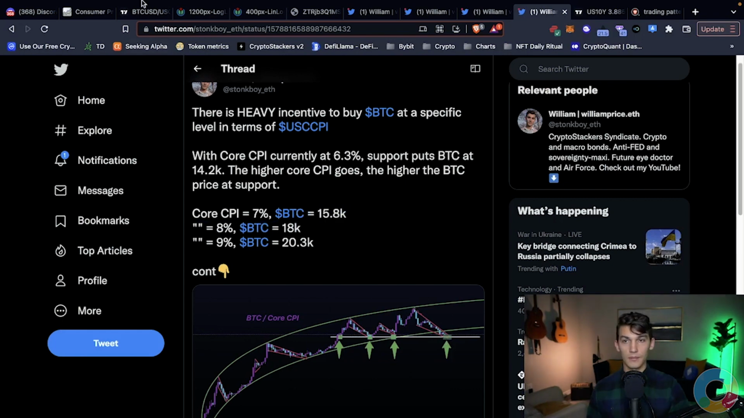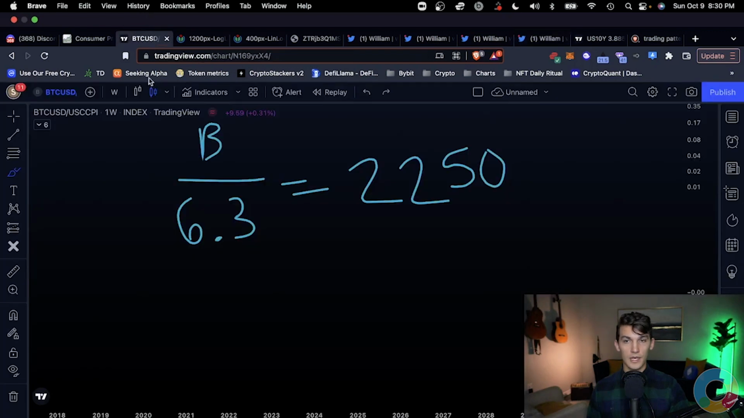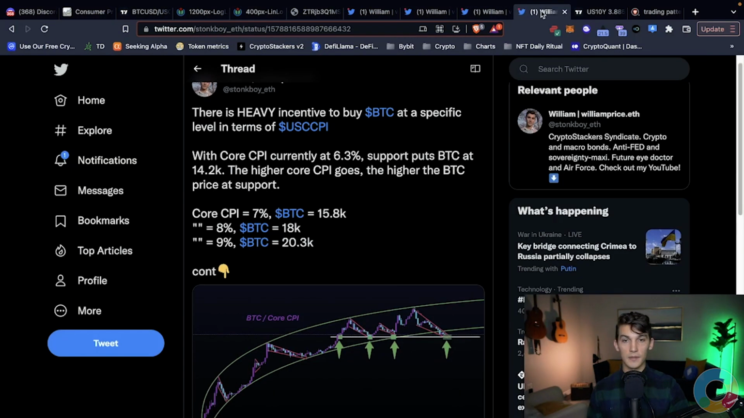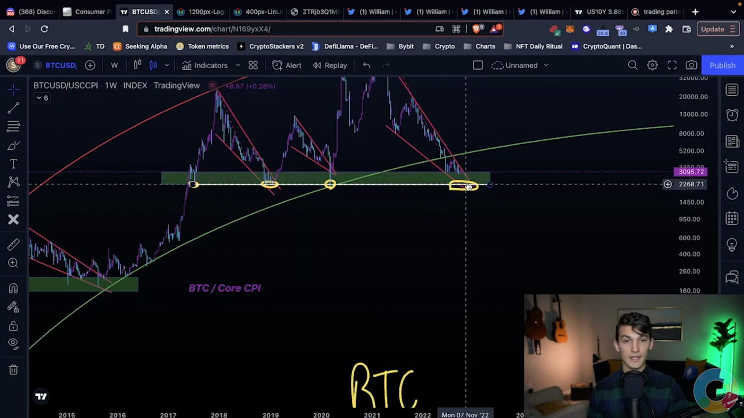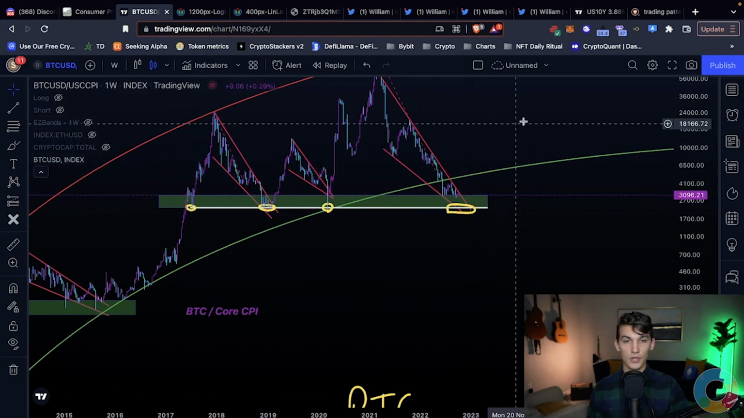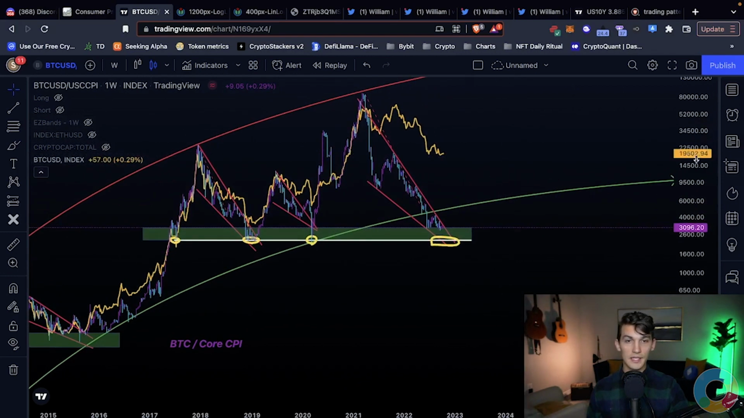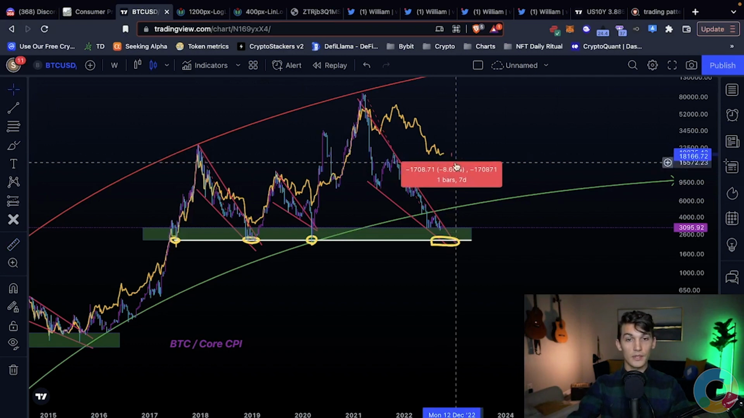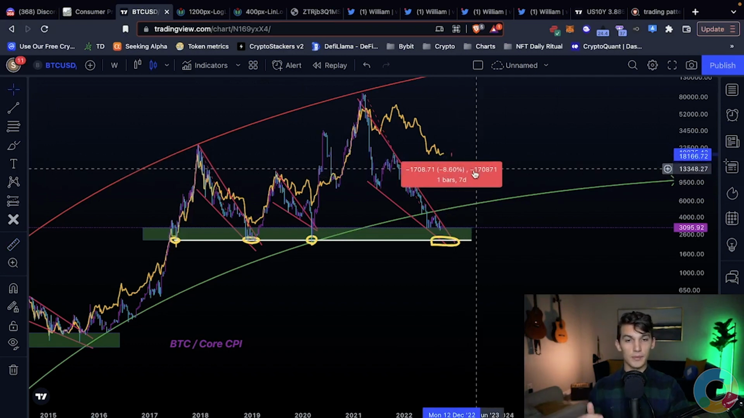That's a bottom. We've already been at 18K. We dipped into the 17s actually. So let me say that again. If CPI goes to 8%, Bitcoin would be 18K at that support. So let's actually throw on Bitcoin's chart. Bitcoin's at 19.5 right now. And if CPI is at 8%, then Bitcoin on that support would be around an 8% drop. Let's just round up, say a 10% drop.